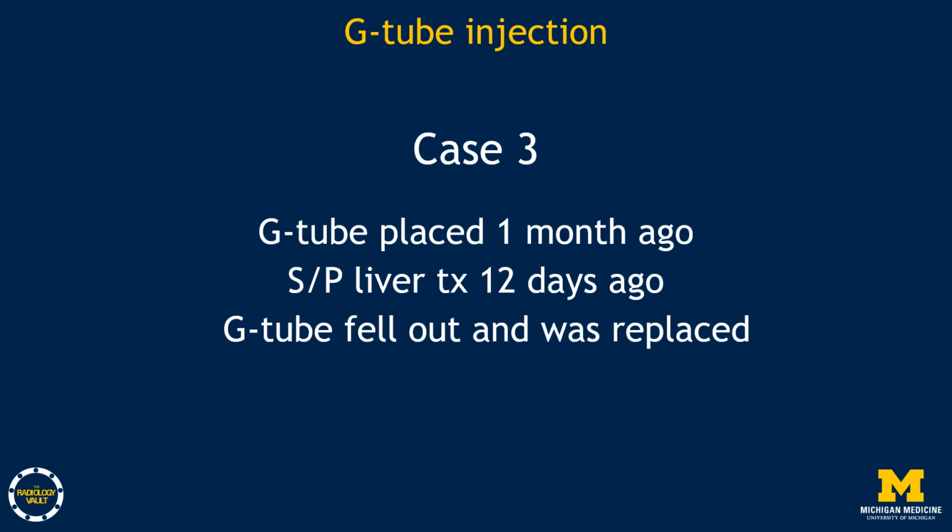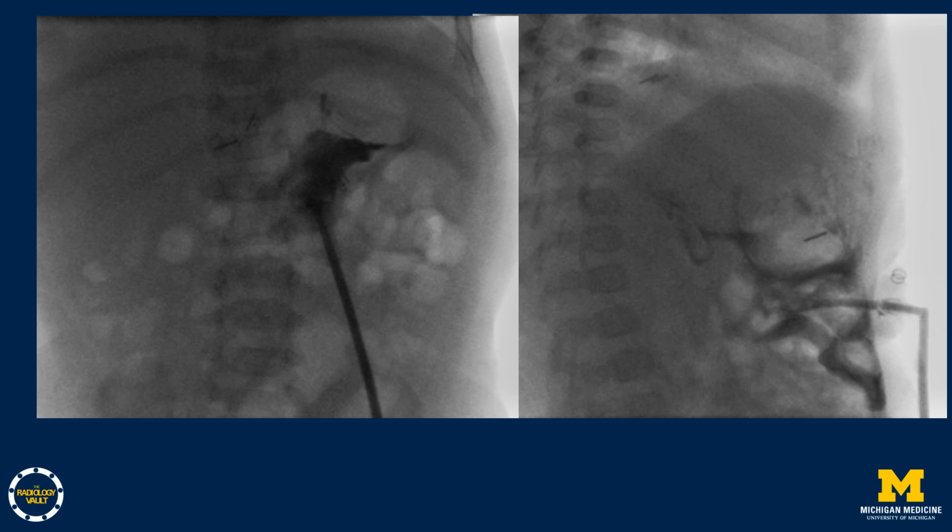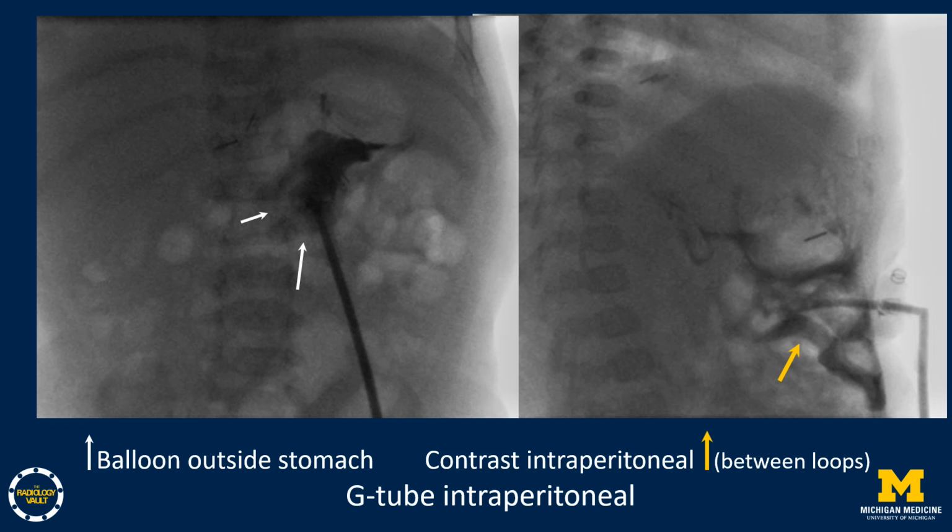This patient had a G-tube placed a month ago, a liver transplant 12 days ago. The G-tube fell out and was replaced. We see contrast in the left upper quadrant, but on lateral, the balloon and tube are outside the stomach, and contrast is intraperitoneal.